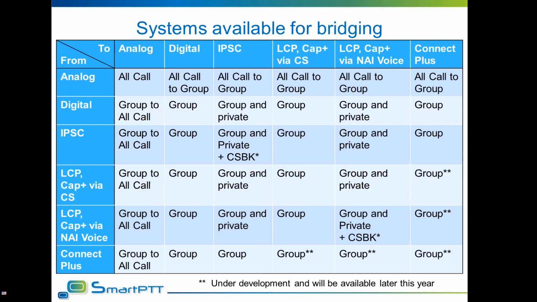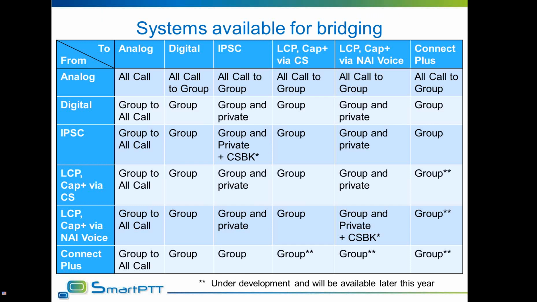Analog systems do not support conventional groups in MOTOTRBO sense, so it is only possible to bridge all voice from analog system as all call to group of any digital system, including complex topologies. For digital networks via control stations, it is possible to bridge groups from all digital systems and topologies.